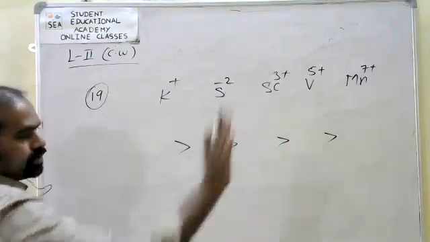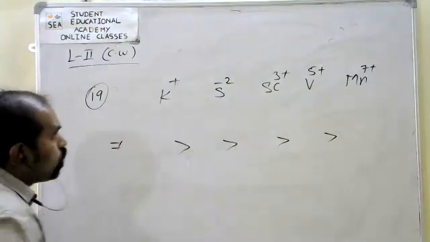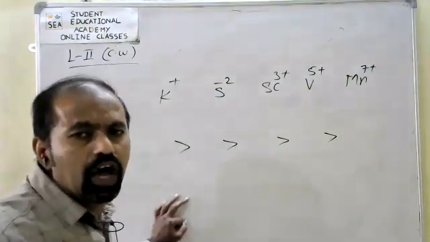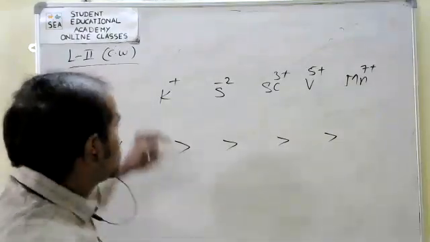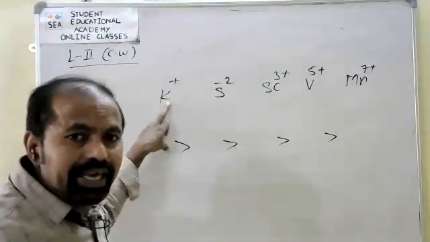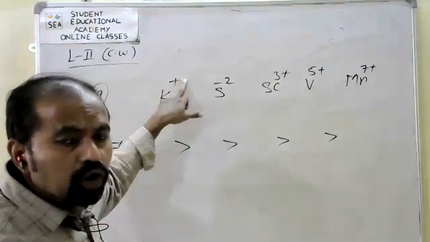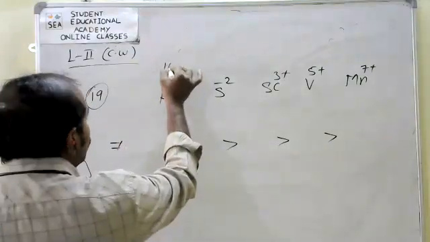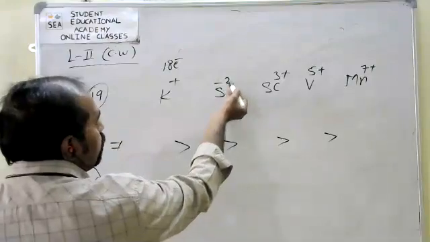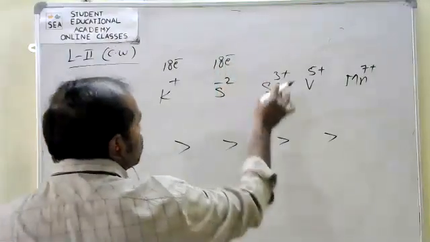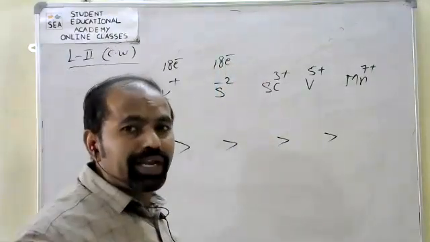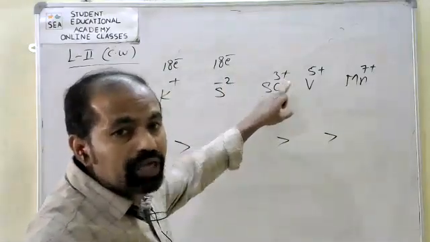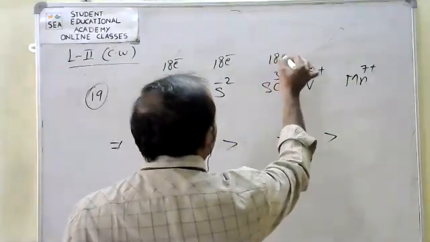First highest, last least. Okay, say. How to know this? First, find out the electrons of all these. They are isoelectronic. This is K plus. K atomic number 19. Removal of an electron, remaining 18 electrons. Sulfur 16 plus 2, 18 electrons. Scandium has 21 electrons. After removing 3 electrons, 18 electrons.